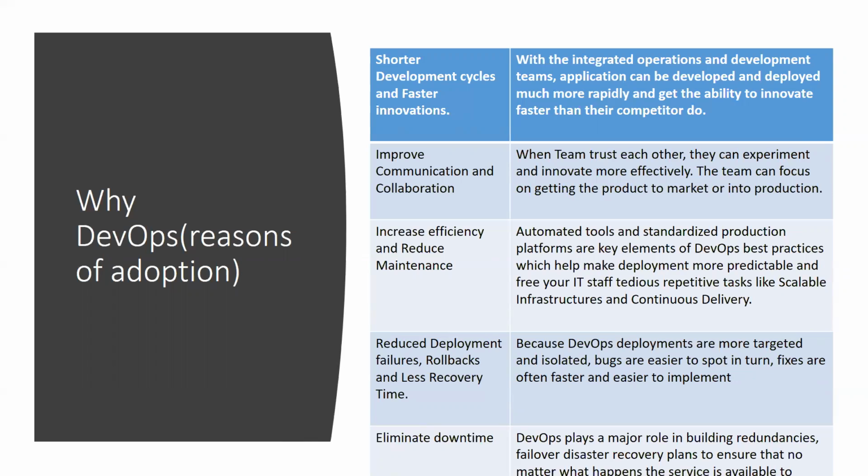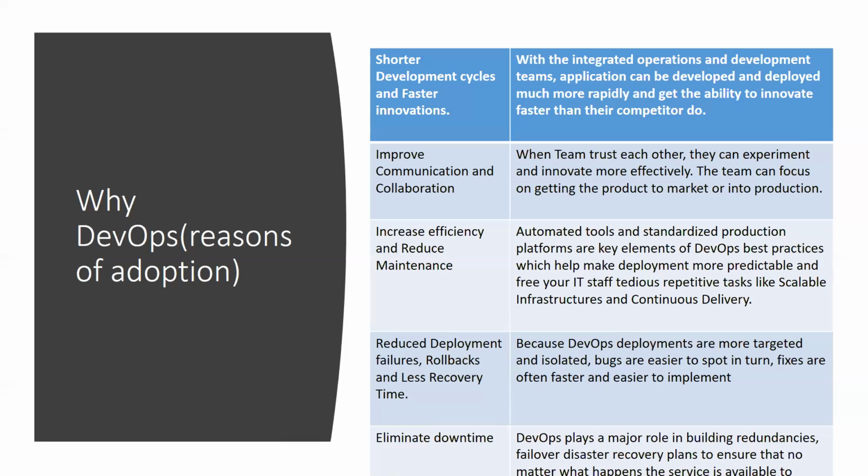Reduced deployment failure, rollbacks, and recovery time. Because this is automated and we measure different artifacts, on the basis of that we move to production. Because of DevOps, deployments are more targeted and isolated. Bugs are easier to spot in turn, and fixes are often faster and easier to implement.